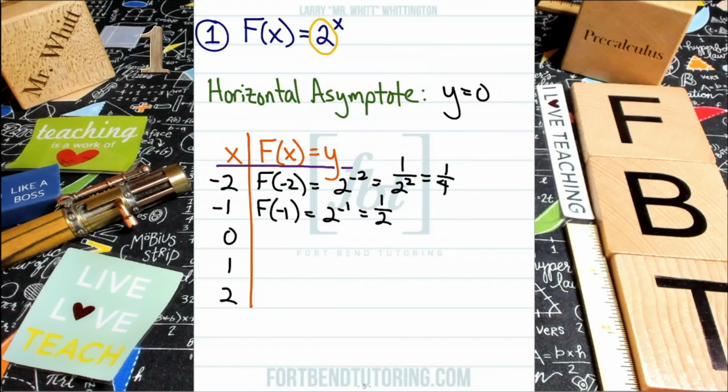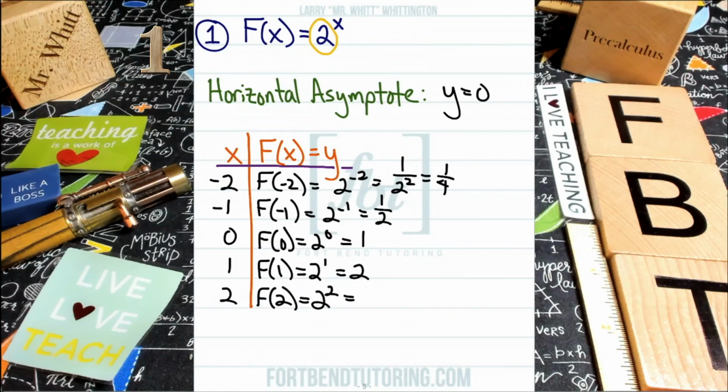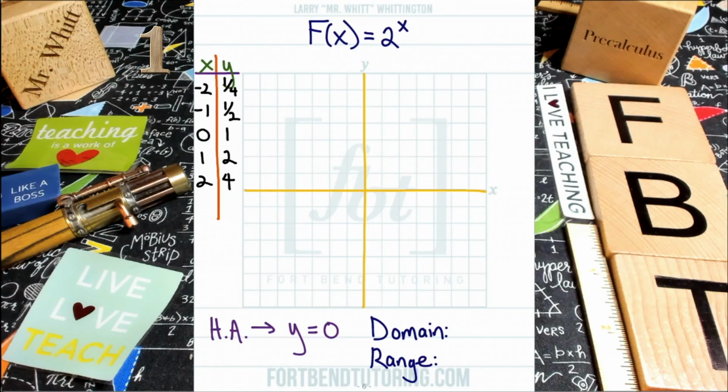If we plug in 0, finding out what f of 0 is, that's 2 to the 0 power. Well, that equals 1. Plugging in 1, you'll have f of 1, which equals 2 to the first power, and that result will be 2. Finally, we'll find out what f of 2 is, and plugging in 2, you'll have 2 squared, and that equals 4. And this is how we can generate points on our graph that we'll be graphing very shortly, guys.